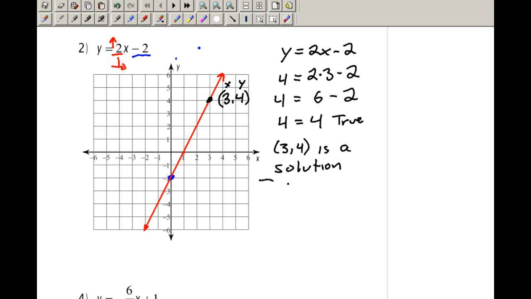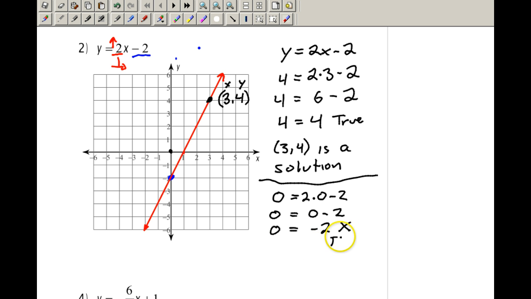And this part, I'm also going to show, well, what does it look like if it's not a solution? So plug in something not on a line, right? And you'll have 0 equals 2 times 0 minus 2, and you get something that is false. Okay. False. And that's how you know that 0, 0 is not a solution.